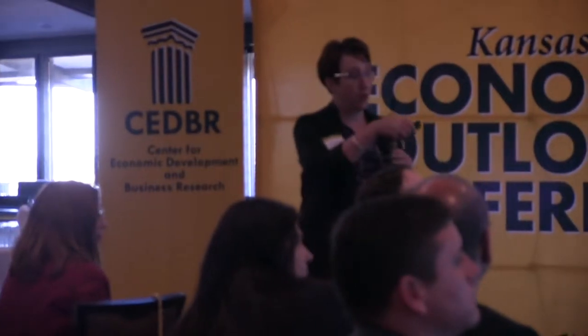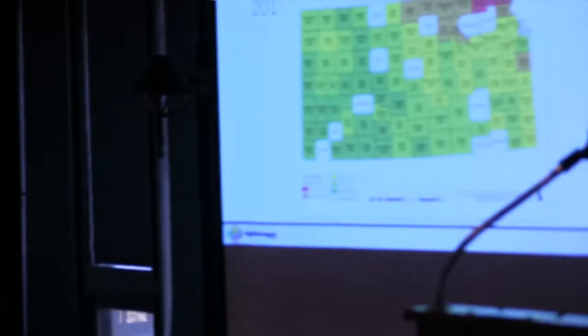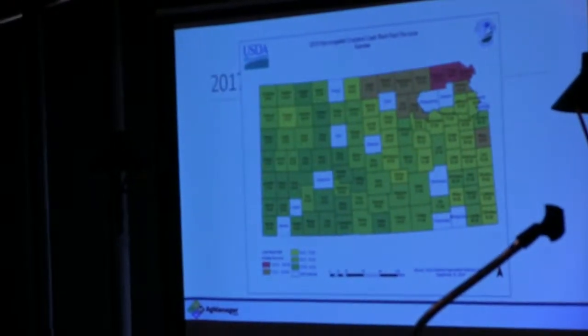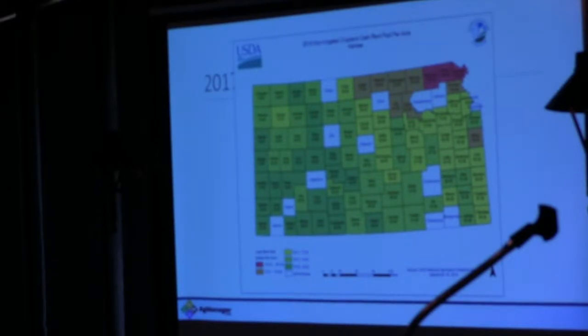These are rents, that's a really hard number to read, but what you can see is the orange and the red are the highest rents, the green are the lowest rents across the state, so you get a sense of where our best farmland is in the northeast Kansas. And then this is non-irrigated ground.